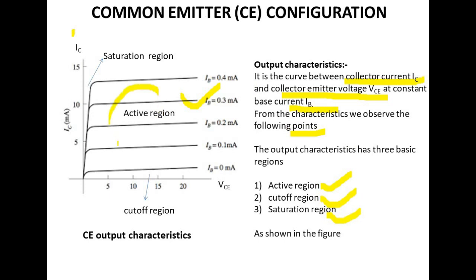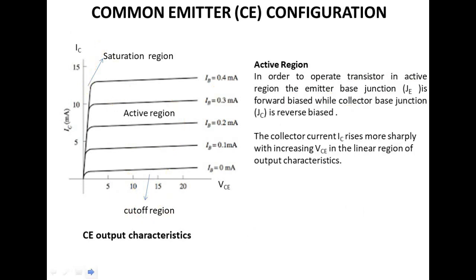Here we see the middle region will be called the active region, that we have already studied when we studied the configuration of common base transistor. So the middle region is always an active region, and this region is called the saturation region, and this region is called the cutoff region. Now come to the active region. In order to operate the transistor in active region, the base emitter junction JE should be forward biased, while the collector base junction JC is reverse biased.